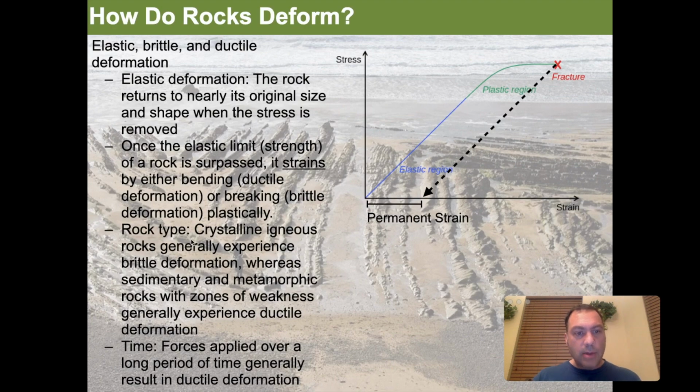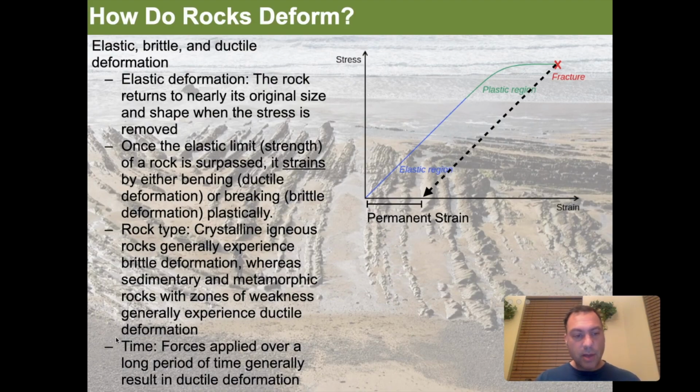Now, in terms of rock type, crystalline igneous rocks generally experience brittle deformation. In other words, it's really easy to get those into the plastic region. There's not a whole lot of bending of the rock. It doesn't really happen. Whereas sedimentary and metamorphic rocks with zones of weakness generally experience ductile deformation. In other words, they can fold, they can bend, they can flow. They're not going to necessarily fracture or break like what you would see in an igneous rock, like a granite.